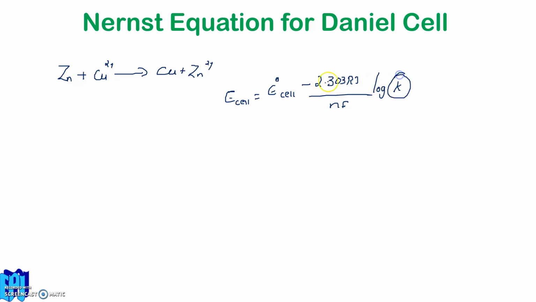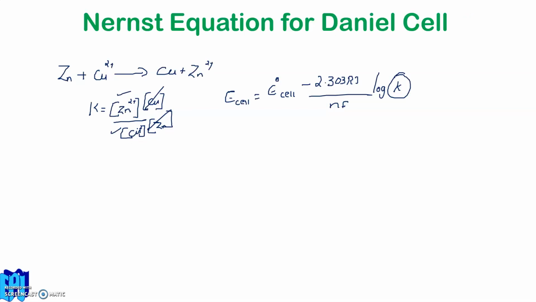Just replace the value of K. From this, K can be written like this: concentration of Zn2+ divided by concentration of Cu2+. Here there is a concentration of Cu and here the concentration of Zn, but these values get cancelled because the concentration of Cu and Zn solids can be considered as 1 by convention. So K can be written like this: concentration of Zn2+ by concentration of Cu2+.